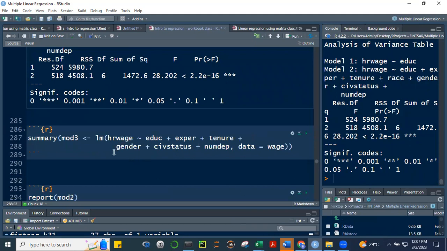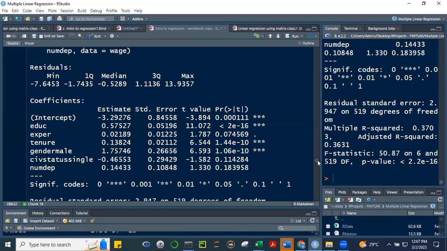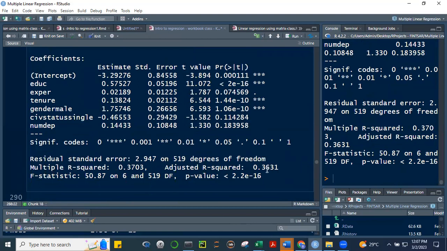Okay. So LM, hourly wage regression, education, experience, tenure, number of dependents. Tanggal na si race. Okay, wala na si race, no? So this leaves us now with 6. So, i-run natin to. Okay. So we now have another model. This is now model number 3. And the adjusted R squared increased, 3631.